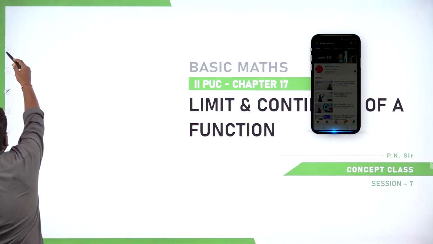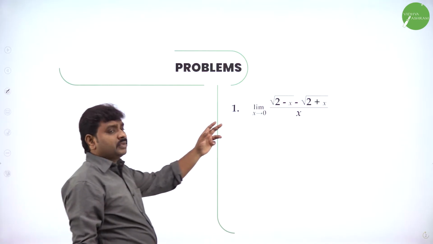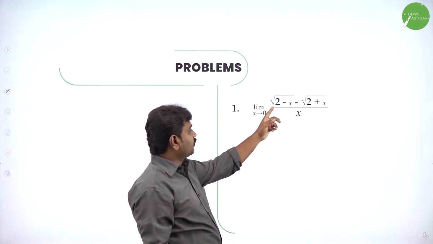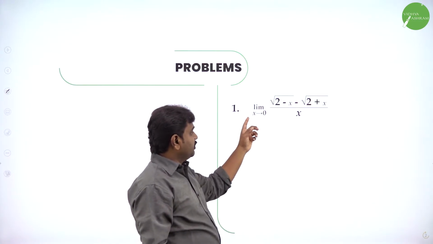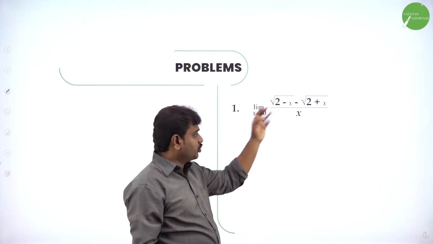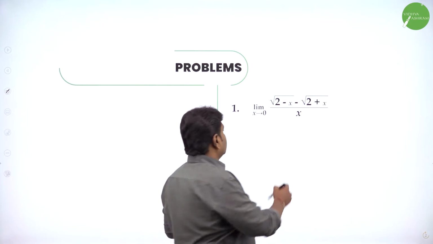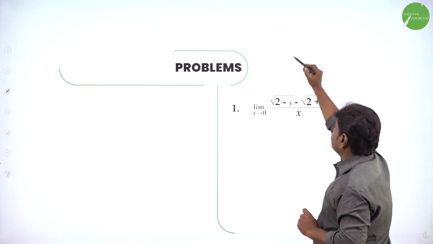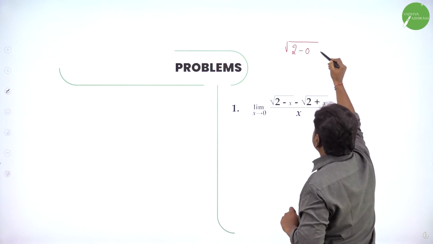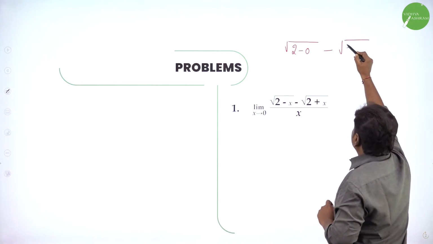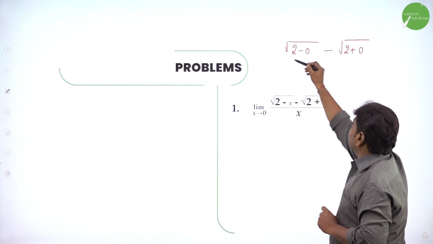So now, very first problem, limit x tends to 0, root of 2 minus x minus root of 2 plus x by x. So, limit x tends to 0 means in the place of x, if you put 0, we'll see what happens. Suppose in the place of x, if I put 0, it will become root of 2 minus 0 minus root of 2 plus 0 divided by 0.